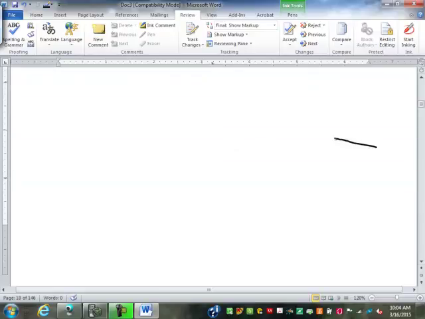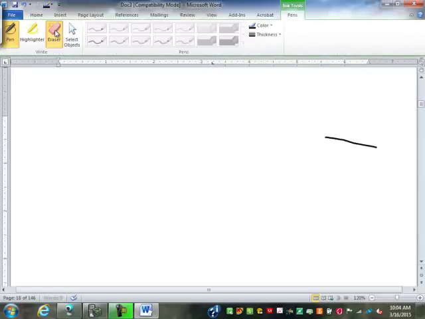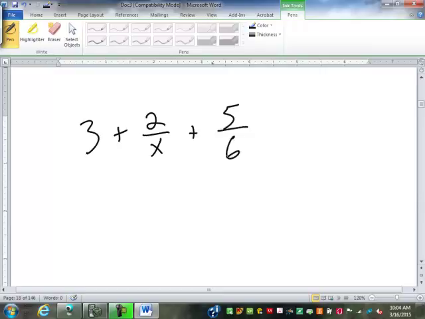For example, we can have something like this. Whenever our variable appears in the bottom or in the denominator of a fraction, we have no choice but to use a common denominator to alter our equation.